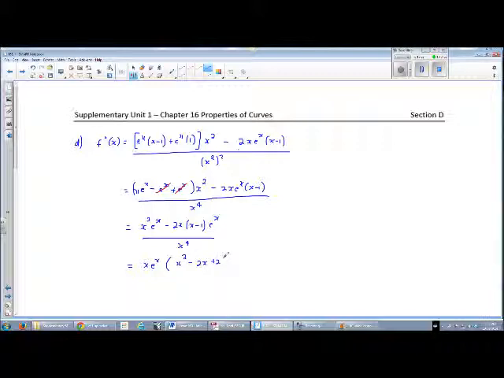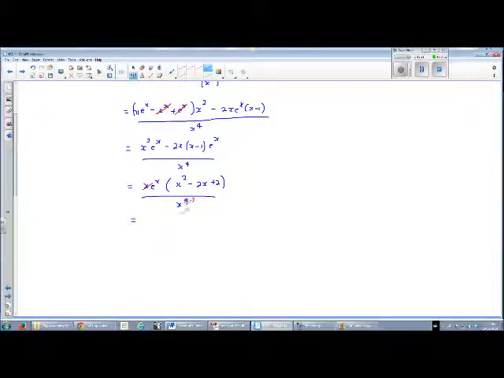And then just simplifying down one more step, we see that we can reduce that x and one of those. So that will be x cubed then. And so that means that we are left with, for our second derivative, e to the x multiplied by x squared minus 2x plus 2 all over x cubed.